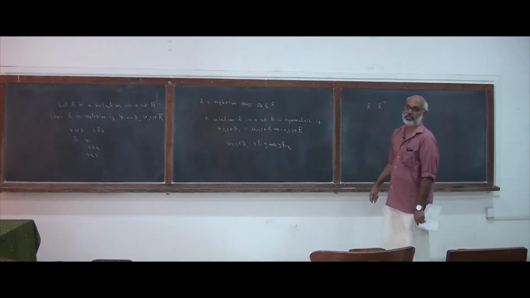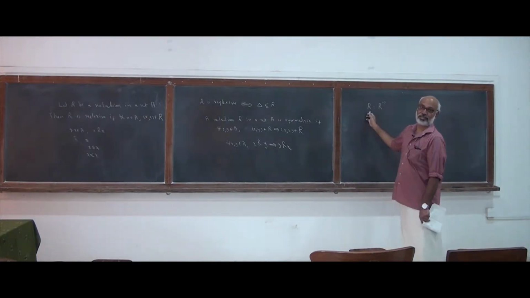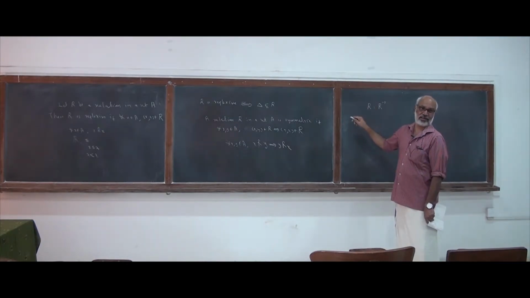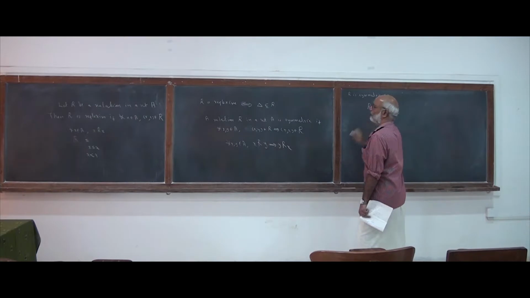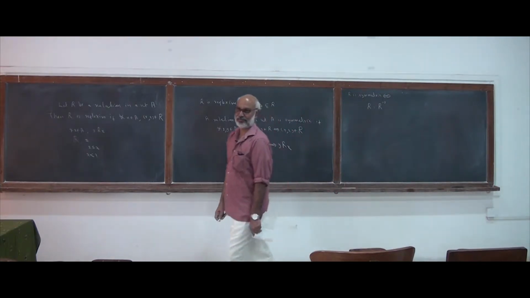And the converse is also true. If this relation is satisfied, then R is symmetric also. So we can say that R is symmetric if and only if R is equal to R inverse.